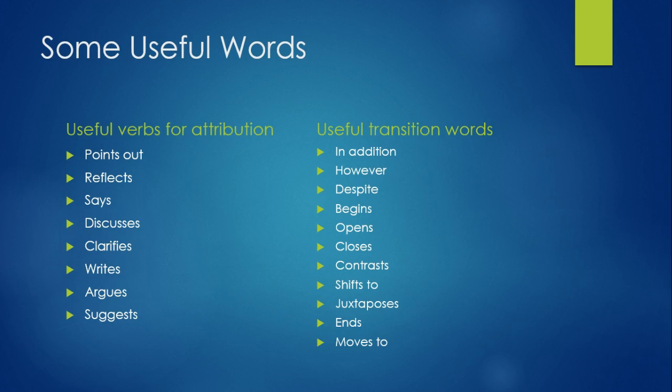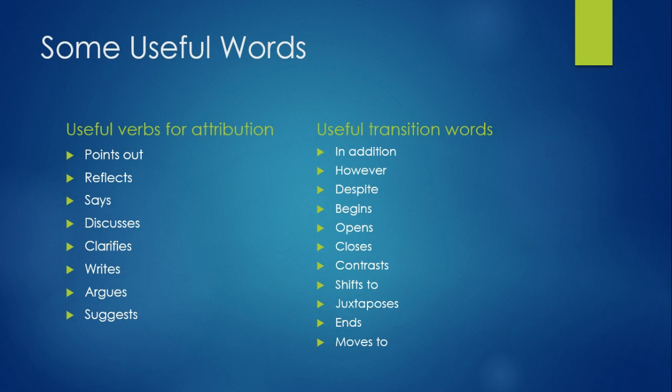Finally, here are some useful words, and yes, this PowerPoint will be available for you to download so you can use them. Some useful verbs that you can use when you are attributing a quote to somebody. In each one of these, you would have the author's last name before using the verb, obviously. Points out, reflects, says, discusses, clarifies, writes, argues, suggests. Just some verbs.